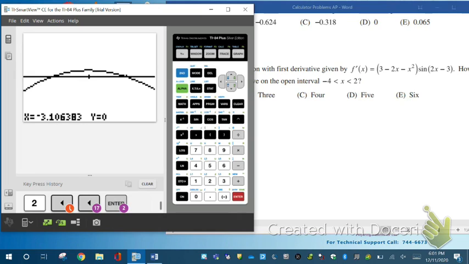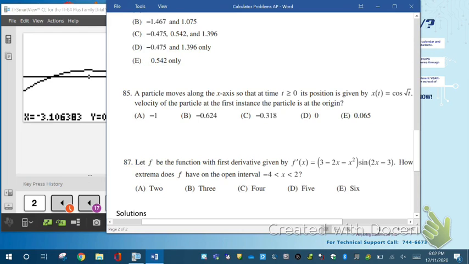So putting it all together, how many did that make it? Pretty sure that made it 6. I'll go back to the original zoom screen just to be sure, but I'm pretty sure your answer here is 6. So choice E.